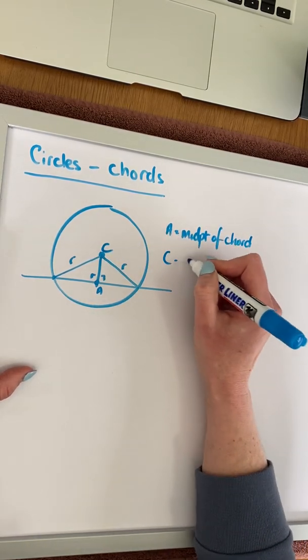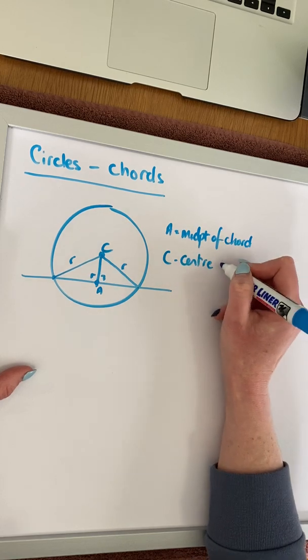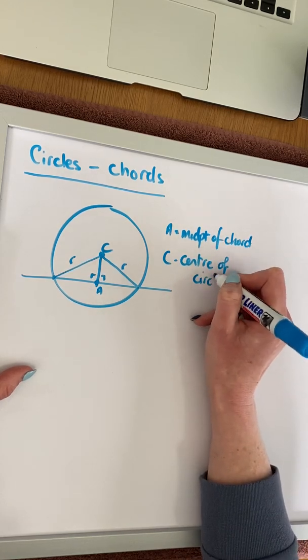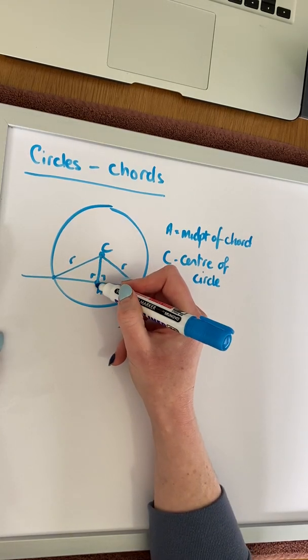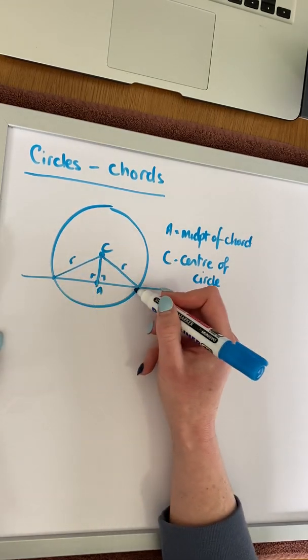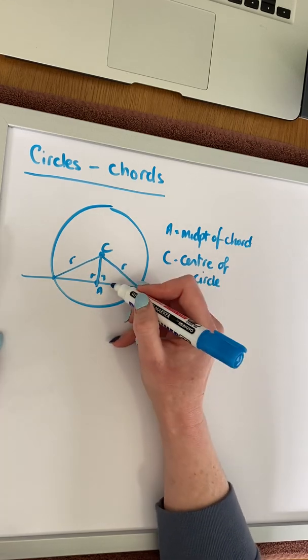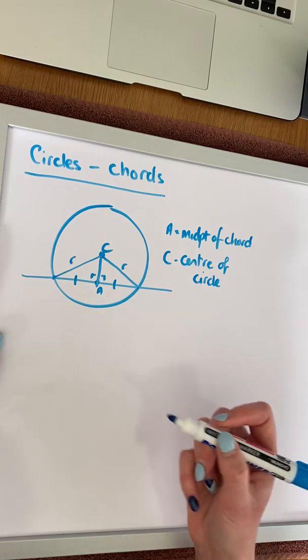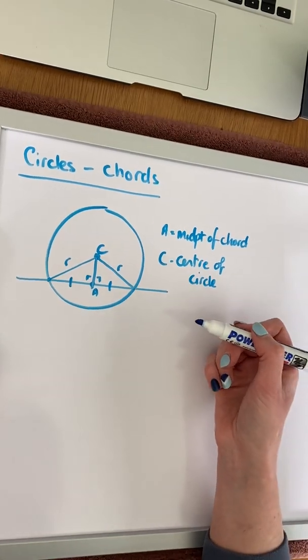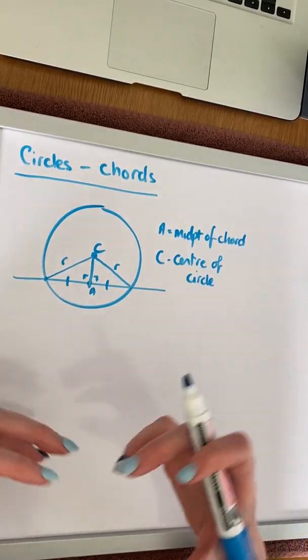C here is the center of our circle. And what's going to be very important is that this perpendicular line here, so this line here is perpendicular to the chord, and it will split this distance here into two equal parts. That information is going to be key in terms of sometimes the different types of questions that we get.